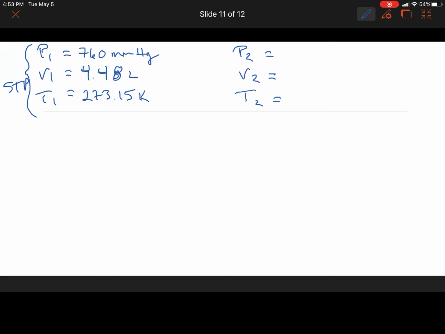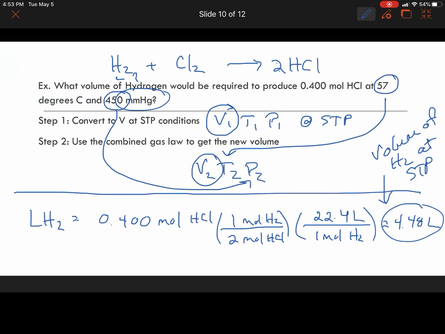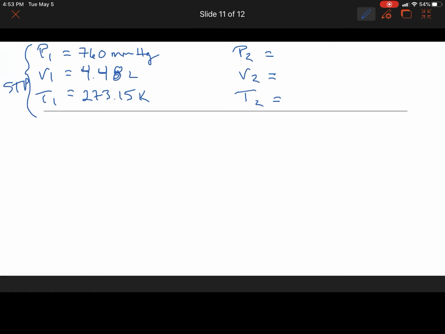Now my secondary conditions, so this is P2, V2, T2. These are the ones that are given to you in the question. So let's just go back. And I know that I've got 57 degrees Celsius and 450 millimeters of mercury. So 57 degrees Celsius. So right away, I'm going to convert that into Kelvin. So 57 plus 273.15 is going to give me 330.15 Kelvin. P2, was it 450? Oh, I can't remember. Yes. So P2 is going to be 450 millimeters of mercury, and V2 is what you're looking for.